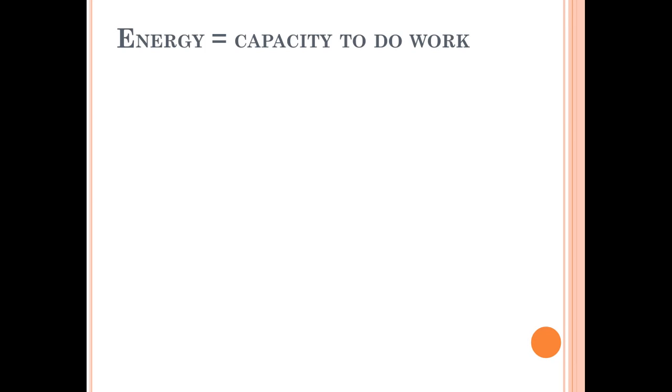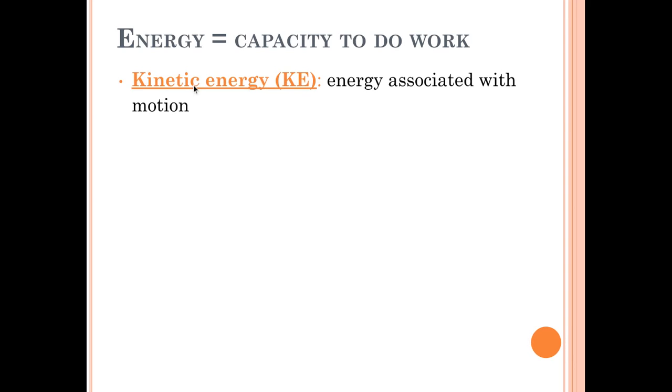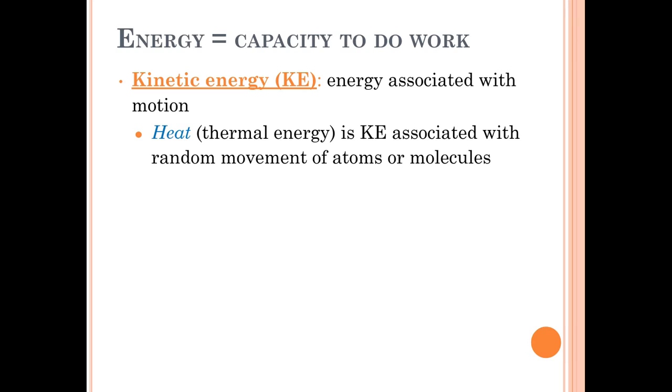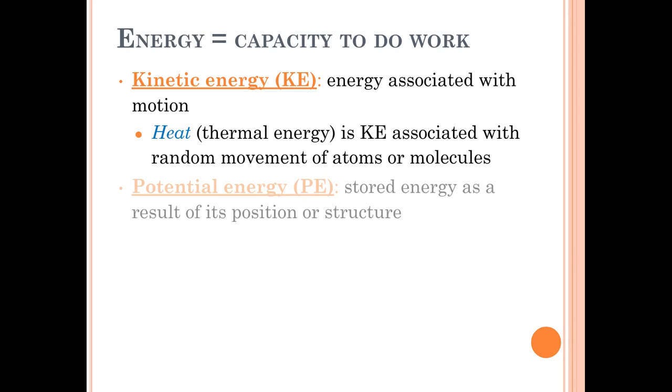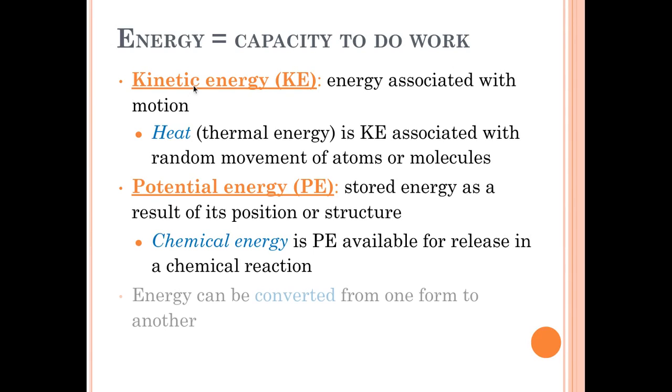Now, what is energy? Well, first of all, energy is the capacity to do some kind of work. There are a couple of different types of energy, and you probably remember these from other classes. There's kinetic energy, which is energy associated with motion. Heat is a type of kinetic energy, associated with the random movement of atoms or molecules. So we're talking about thermal energy, the movement of molecules. Then there's potential energy, which is stored energy as a result of its position or structure. Many times you'd think of the energy that's found in the bonds.